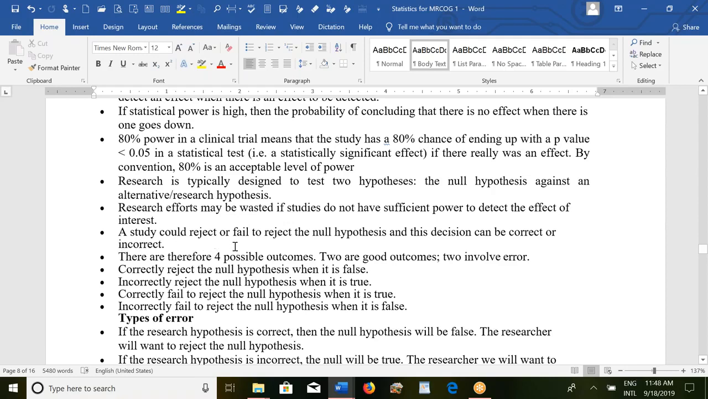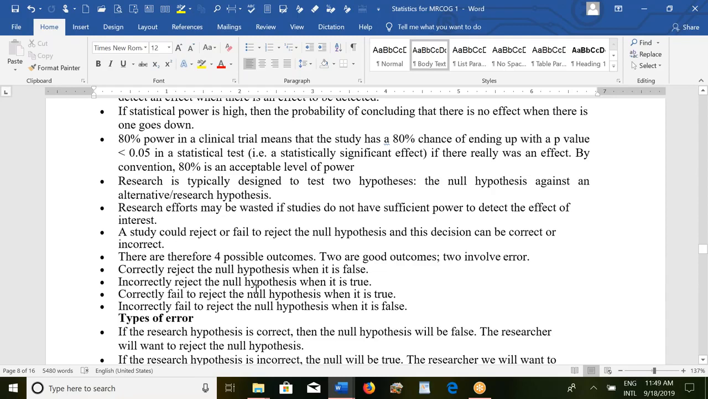A study could reject or fail to reject the null hypothesis, and this decision can be correct or incorrect. There are therefore 4 possible outcomes. 2 are good outcomes and 2 involve errors. So, correctly reject the null hypothesis when it is false. So what is the null hypothesis? That there is no difference or no relationship between the groups.